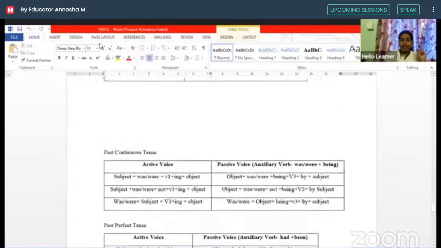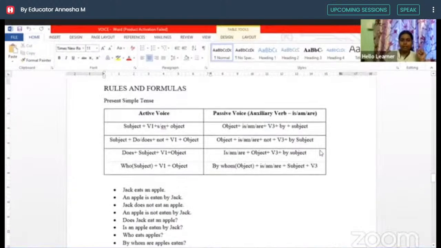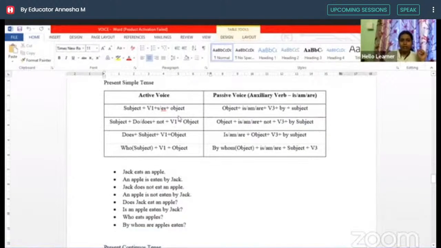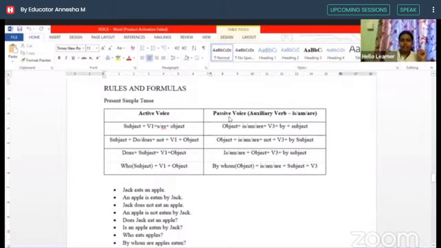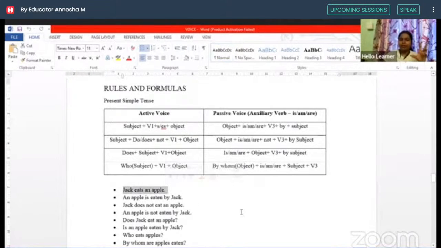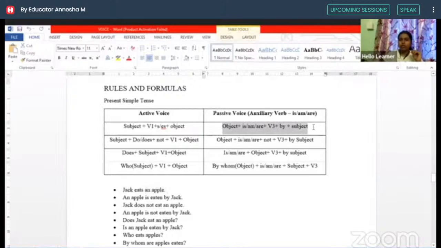And then we discussed the simple present tense, how the simple present tense is changing. And we looked at the formula. The simple present tense, when we are talking about positive declarative sentences like I love ice creams or Jack eats an apple, it is simply subject V1, that is the base form of the verb or the bare infinitive plus the object. And how is it changing into passive voice? It is becoming object plus is, am, are plus V3 plus by plus subject. So an apple is eaten by Jack, right?